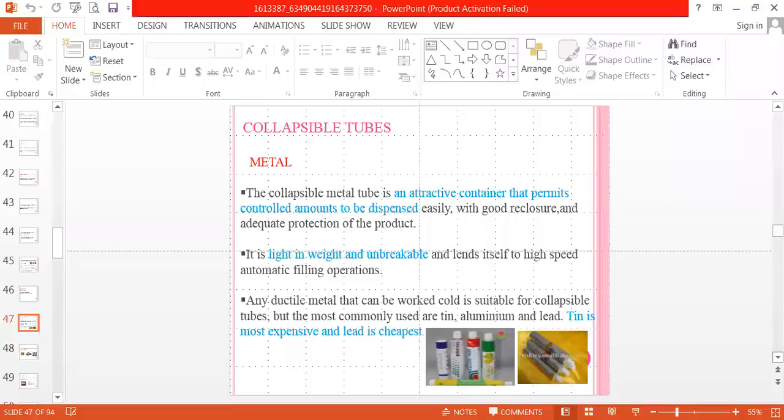Now collapsible tubes are made up of various kinds of aluminum material, and nowadays sometimes we are using plastics also for the preparation of collapsible tubes. Previously, collapsible tubes were prepared using metallic materials. Generally these collapsible tubes are prepared for filling ointments as well as creams. They are light in weight and unbreakable.